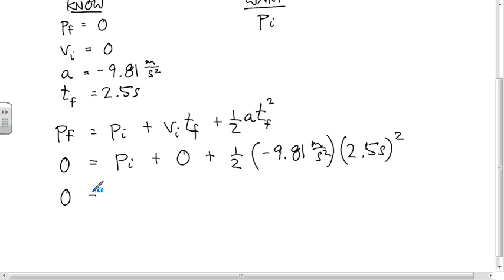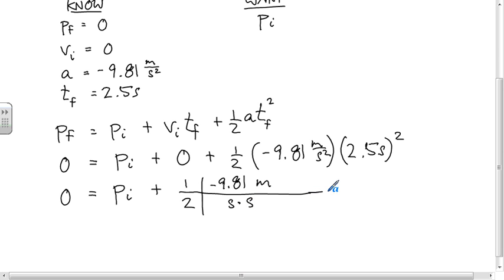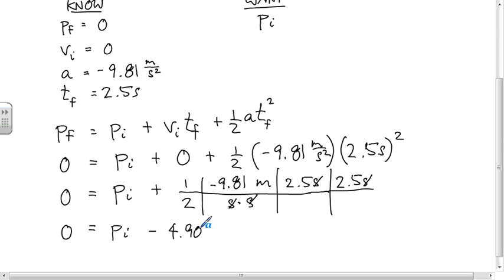And so you get 0 is equal to PI plus, to do this calculation, I'm going to write it out the same way I do unit conversion. So we have 1/2 times negative 9.81 meters over seconds times seconds times 2.5 seconds, and that's squared, so times another 2.5 seconds. You get all the seconds to cancel, and you end up with 0 is equal to PI minus 4.905.